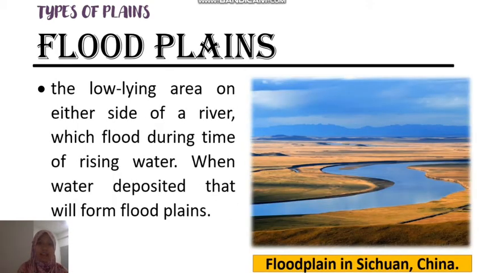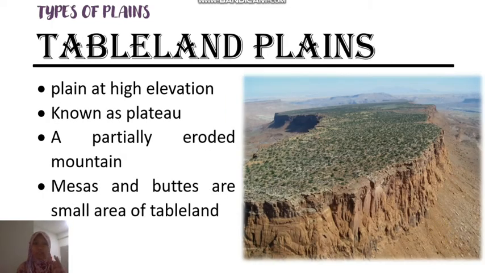Secondly is flood plains. Flood plains are also low-lying areas on either side of a river, which flood during times of rising water. But when the water deposits sediment, that will form floodplains. Floodplains in Sichuan, China.